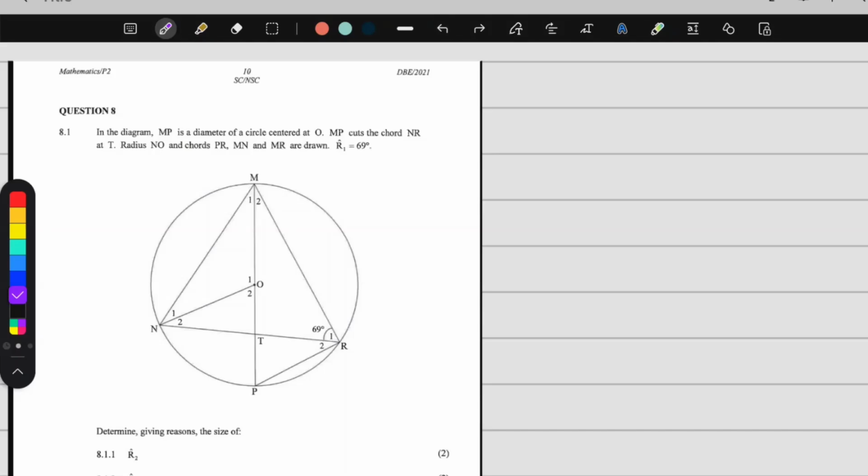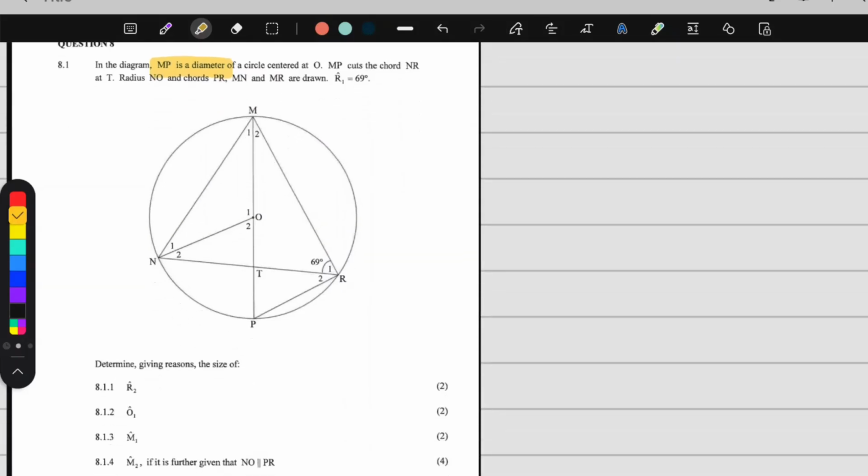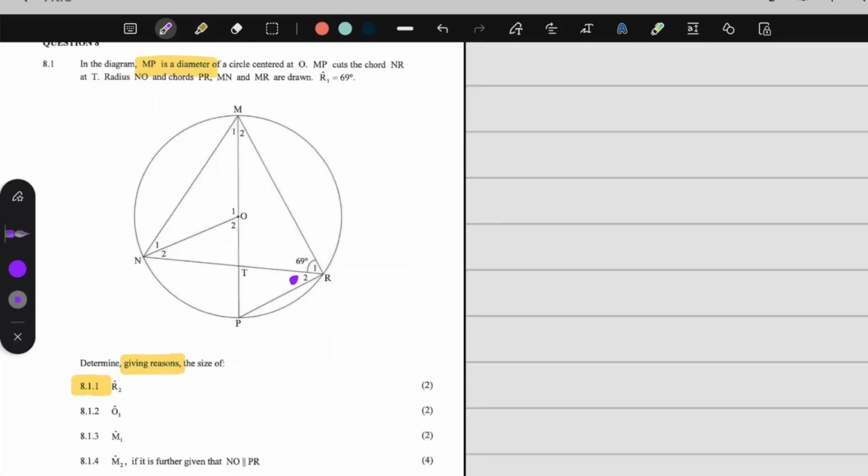So the question reads 8.1: in the diagram, MP is the diameter of the circle centered at O, and angle R1 is 69. That is indicated on our diagram. Our questions are: determine, giving reasons, so we have to give reasons, the size of 8.1.1, angle R2. This is R2 over here.